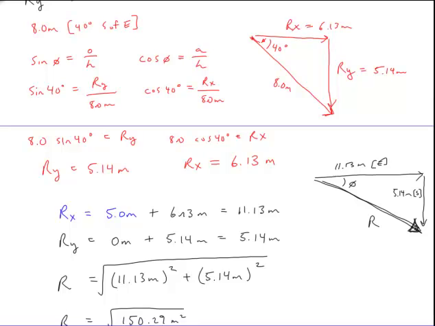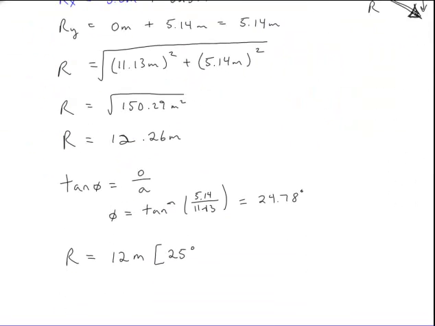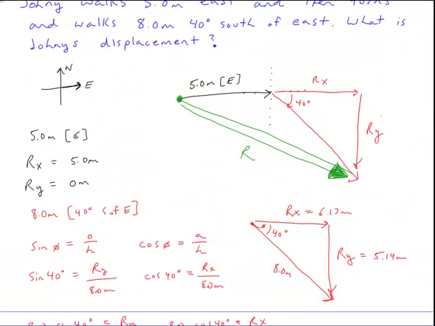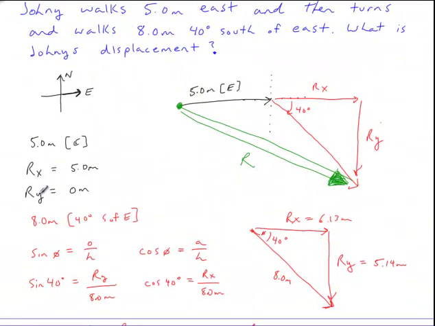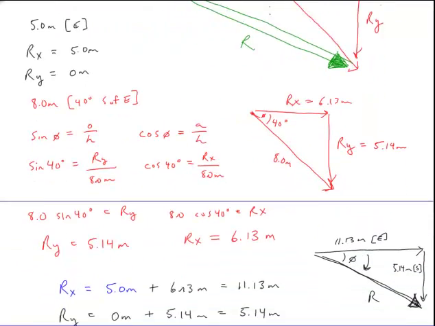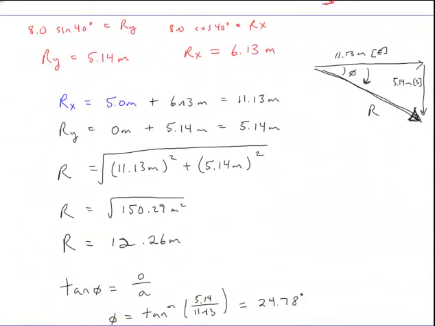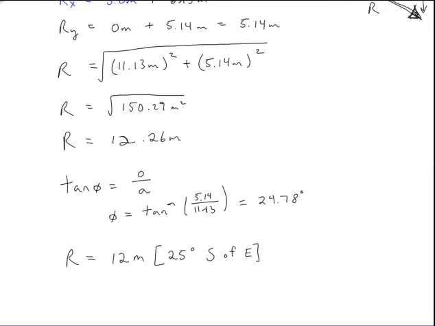Now, what direction are we going? What is this angle? This angle is down from this way, south of east. 25 degrees south of east. R equals 12 meters, 25 degrees south of east, and that is the final answer. Break each vector into its components, make a big triangle, and then find your solution.